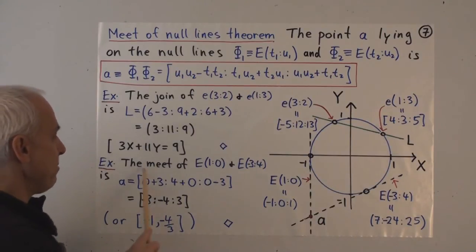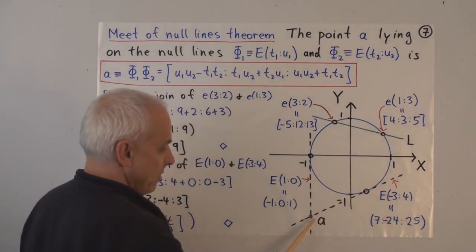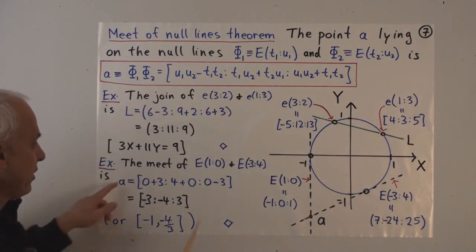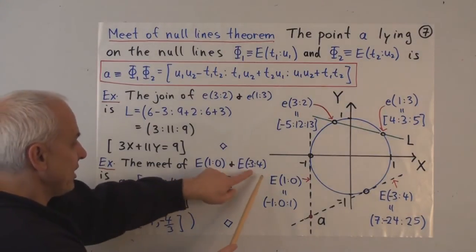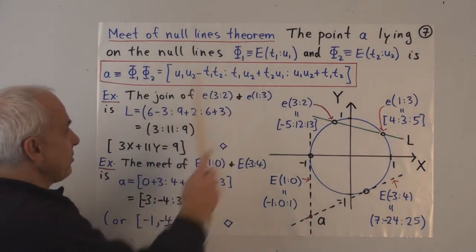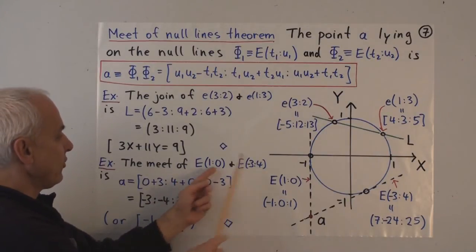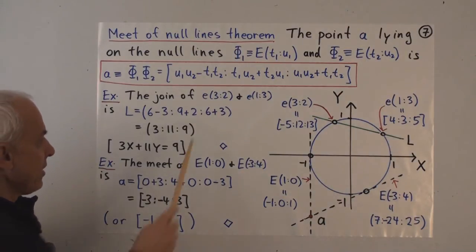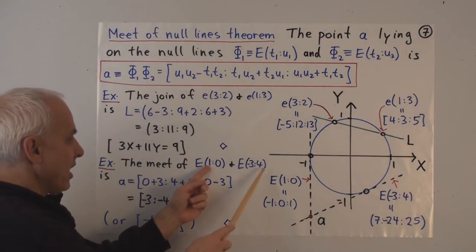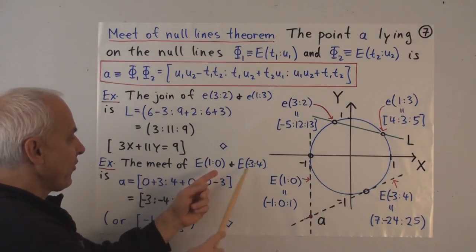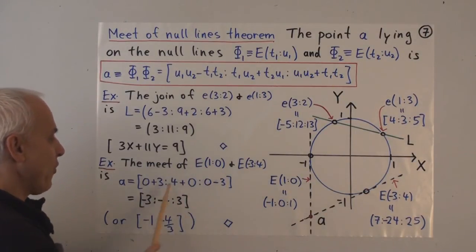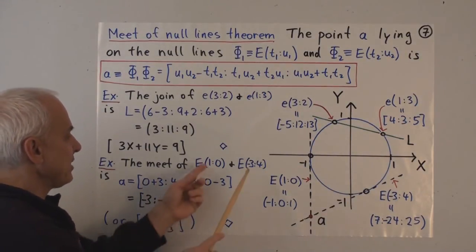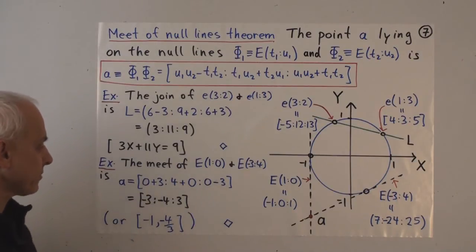So what we're trying to do now is find the meet of these two lines. The meet, that point down there. Well, it's exactly this theorem right here. So there's T1, U1, there's T2 and U2. So we're doing the same thing as we did before. U1 times U2, that's 0, minus T1 times T2, that's plus 3. Then T1 times U2 plus T2 times U1, so 4 plus 0. And then U1 times U2, which is 0, plus T1 times T2, that's minus 3.